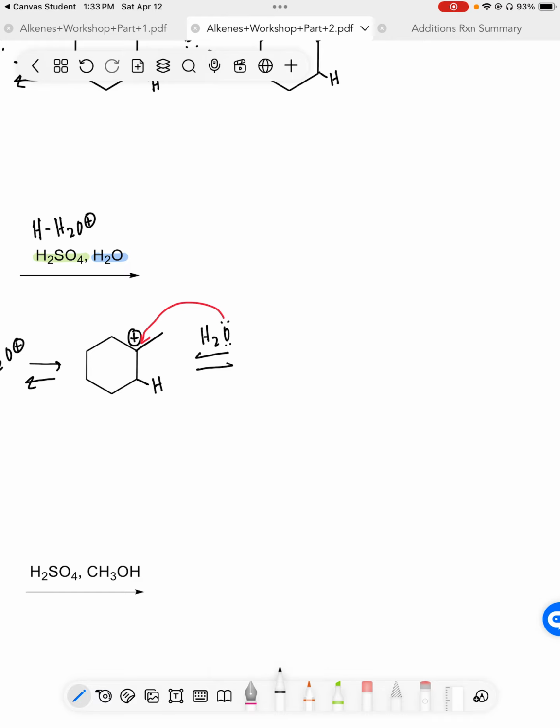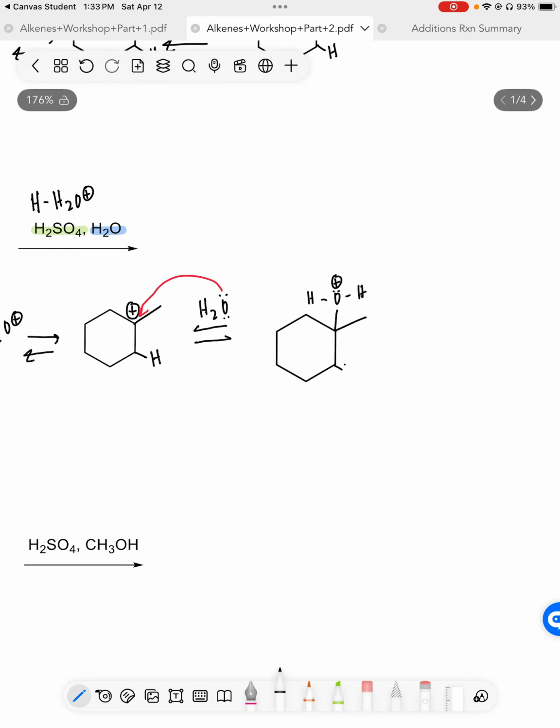And we are going to get this molecule that has water added to it. So there's our methyl group. Here's our water that's been added. Got our lone pair there.